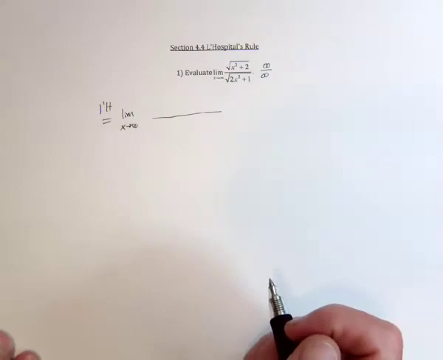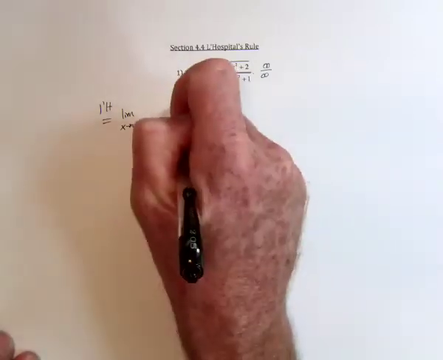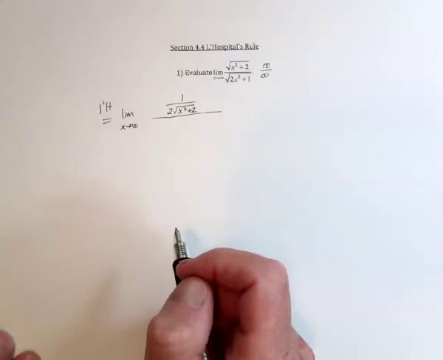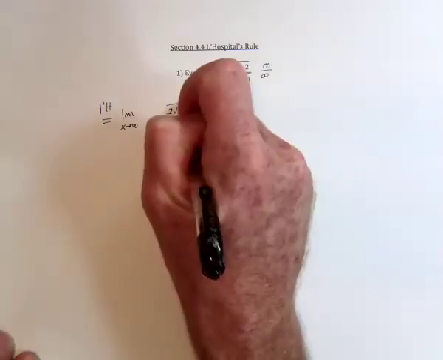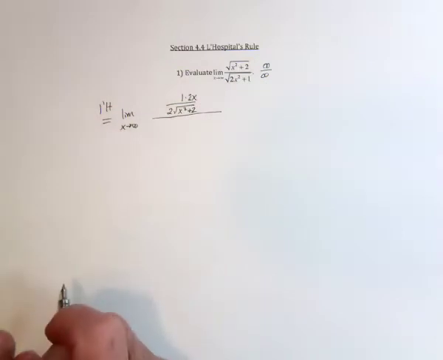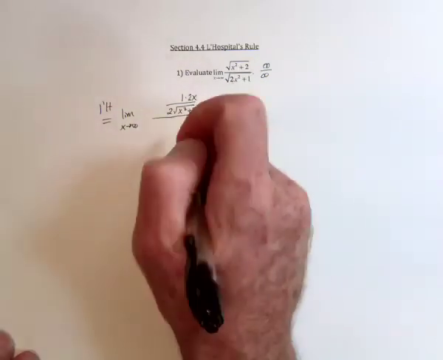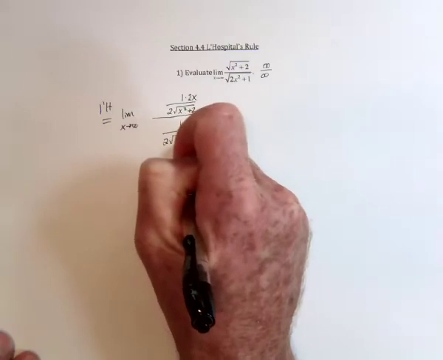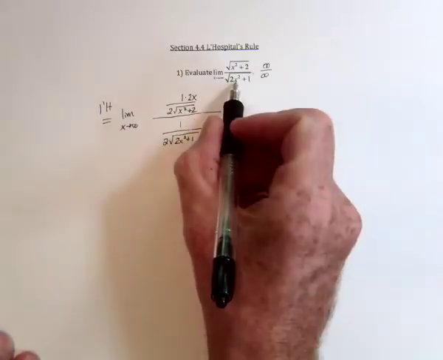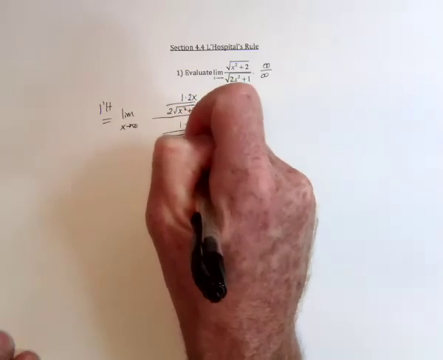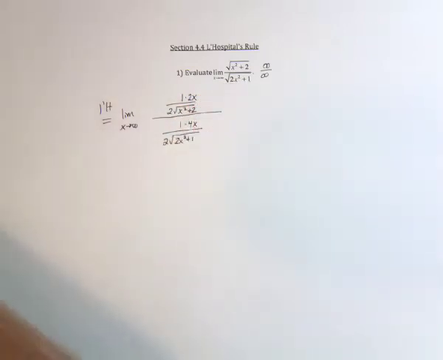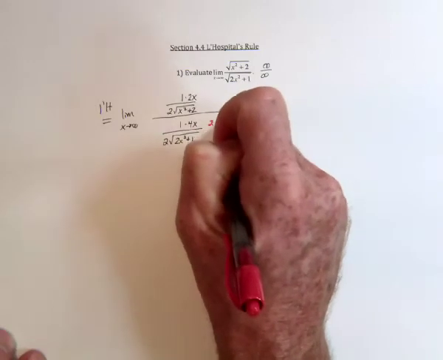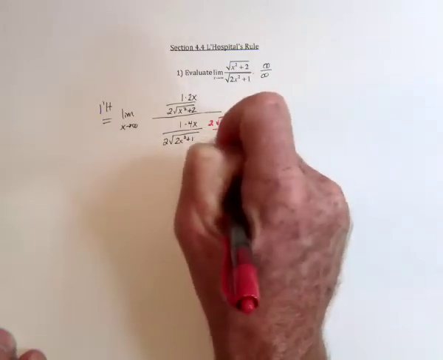And then we need to take the derivative of each function. So the derivative of the square root function is 1 over 2 times the square root function. And then the derivative of the inside according to the chain rule, which will be a 2x. And do the same thing for the denominator, so it begins with 1 over 2 times the square root function. And the derivative of the inside function will be 4x. And then, to divide two fractions, invert and multiply. So this one, multiply by 2 over the square root of 2x squared plus 1 divided by 4x.